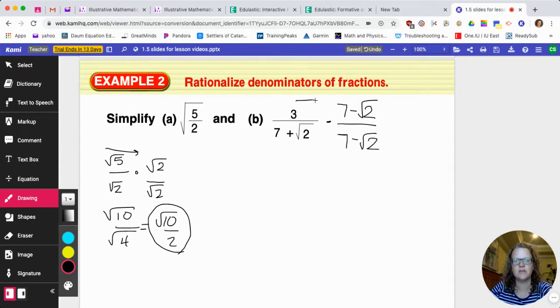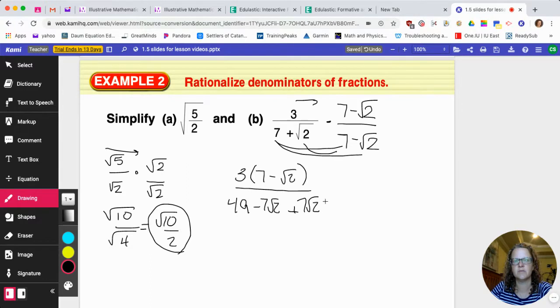Okay, the numerator, just multiply across. I have 3 times 7 minus root 2 over the denominator. I'm going to go ahead and FOIL. First is 49. Outer is minus 7 root 2, inner is plus 7 root 2, and last is minus root 4.